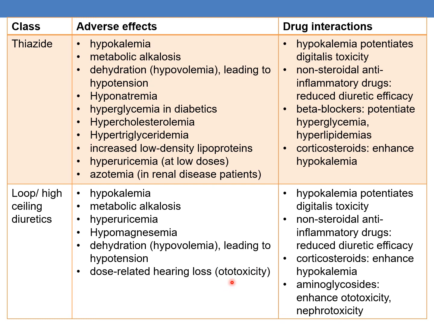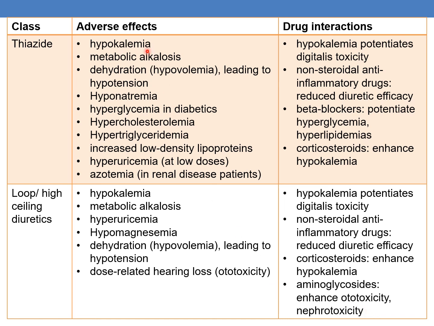Loop diuretics are associated with ototoxicity. The drug interactions are: hypokalemia potentiates the digitalis toxicity. Non-steroidal anti-inflammatory drugs reduce the diuretic efficacy of loop diuretics. Corticosteroids enhance hypokalemia. And aminoglycosides enhance the ototoxicity and nephrotoxicity whenever given along with loop diuretics.